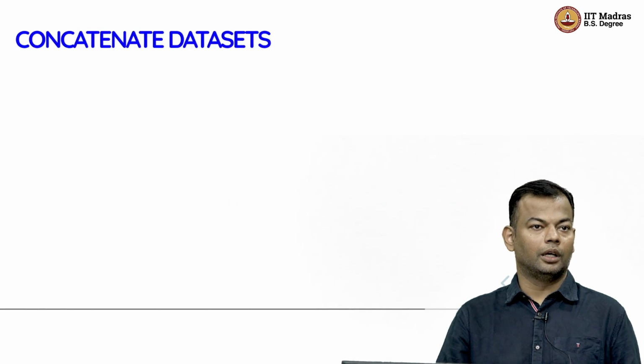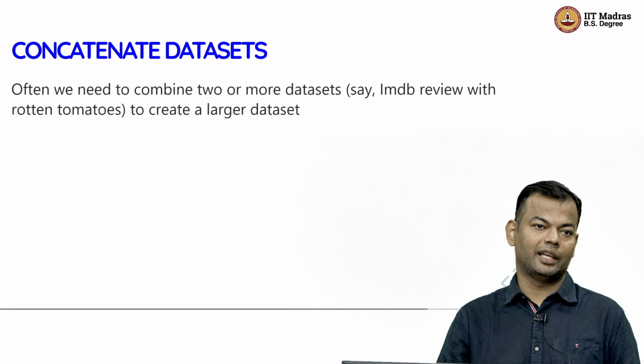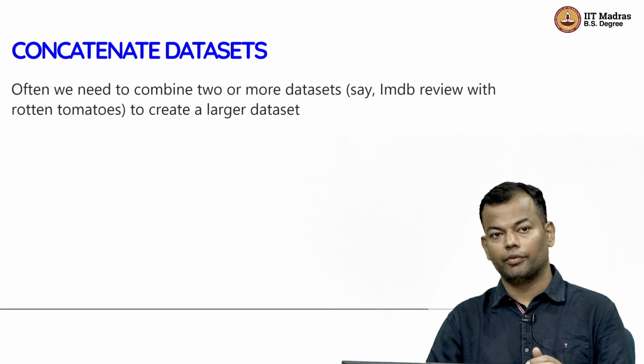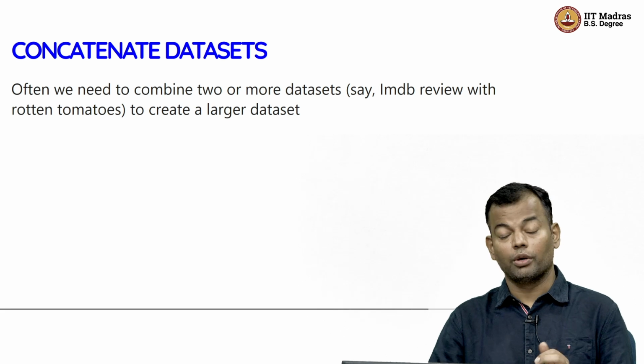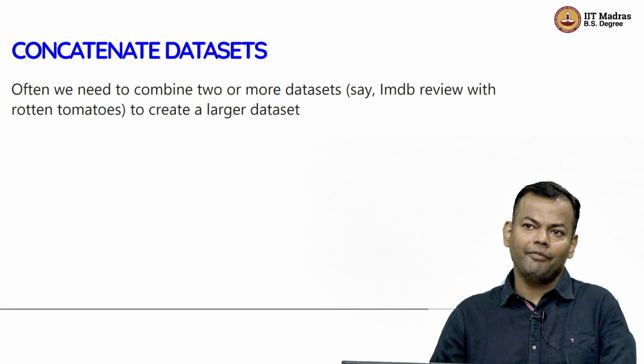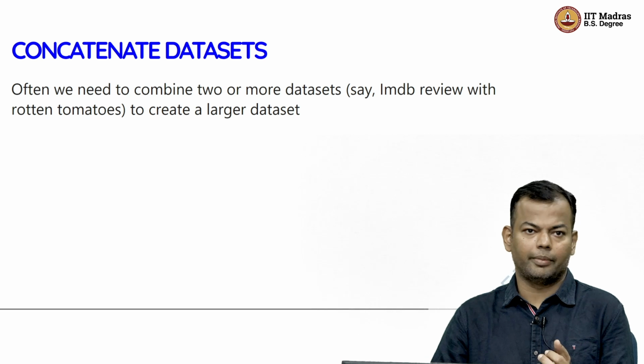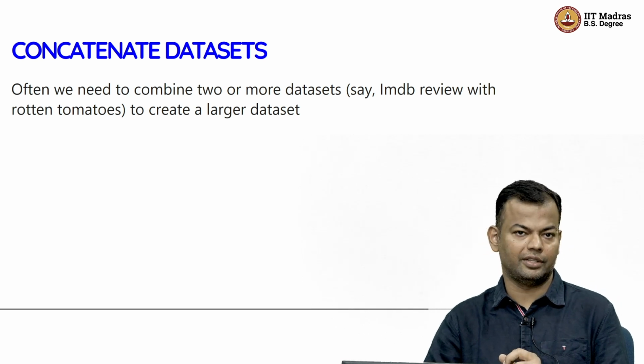Okay. The last is concatenate. This is again a useful feature when you want to concatenate two or more data sets, right? So you may have many sentiment analysis data sets. IMDb review is one, maybe something from Rotten Tomatoes, maybe some other Amazon reviews data set and so on.